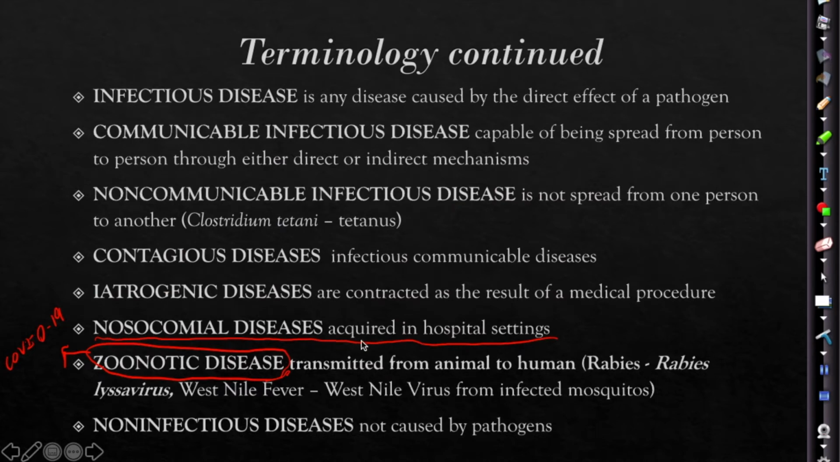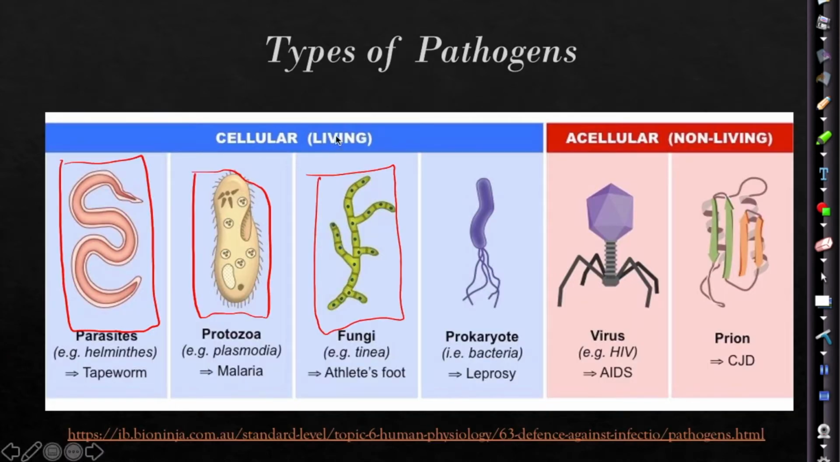Nosocomial disease is a disease that is acquired in a hospital setting, and a zoonotic disease is transmitted from animal to human, like COVID-19. You need to know the rest of these terms, though, for the exam. Remember, things that are eukaryotic are harder to kill than things that are not eukaryotic, because we are eukaryotic, and that means there's less difference between us and eukaryotic pathogens.